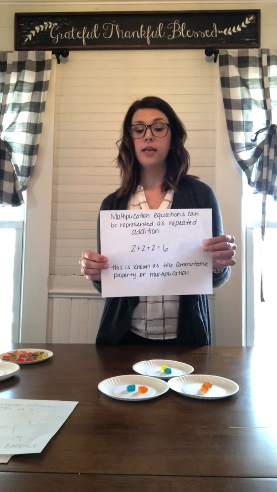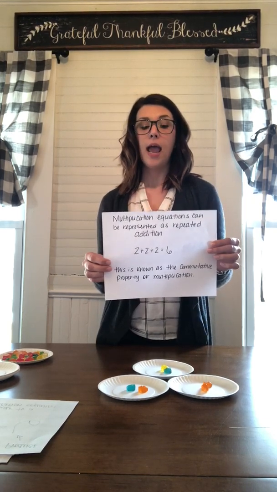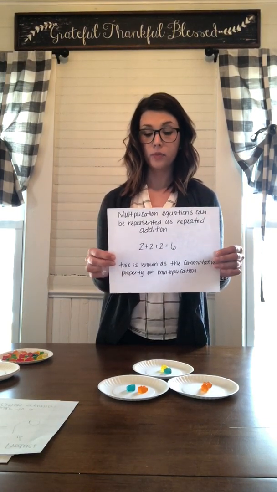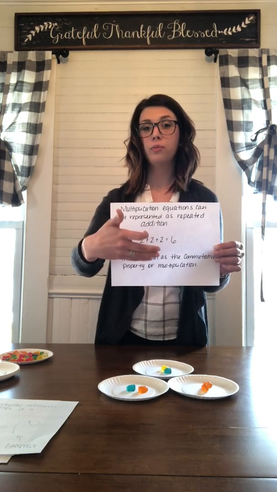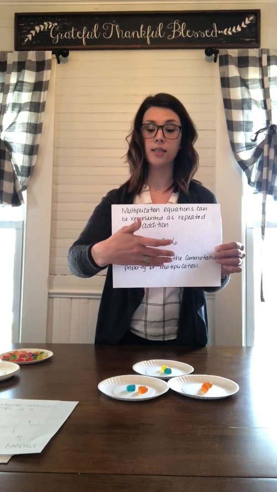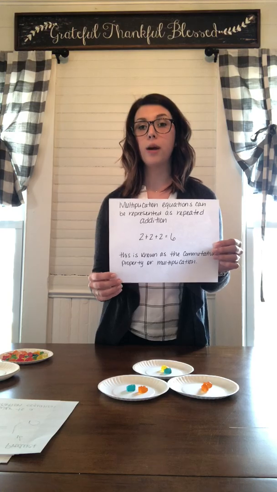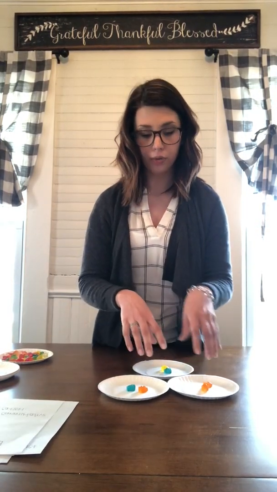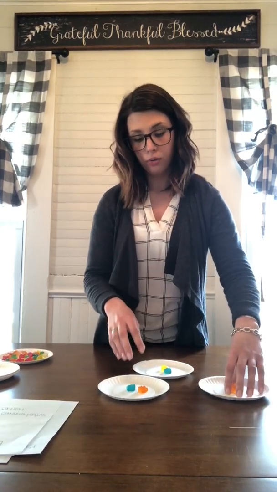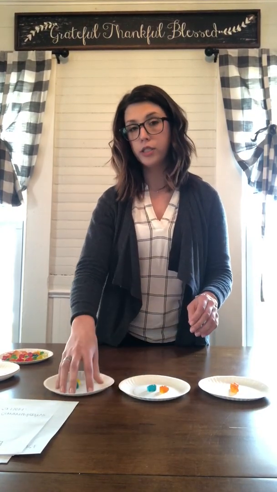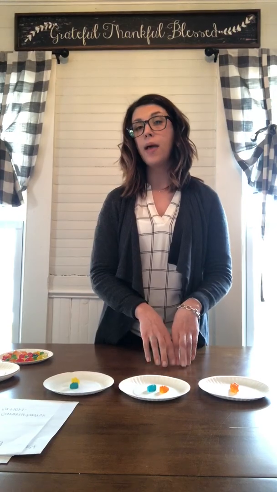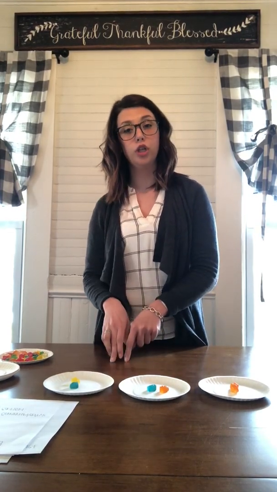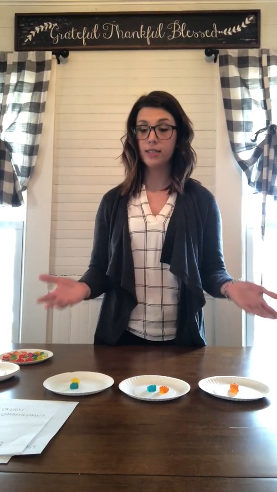Multiplication equations can be represented as repeated addition. 2 plus 2 plus 2 equals 6. So we have our 3 sets of 2. So 2 plus 2 plus 2 is the same as 3 times 2, and we come up with 6.